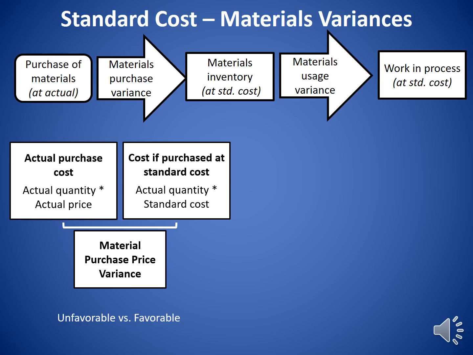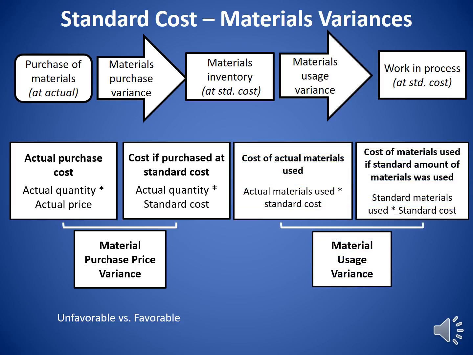Now let's go a little bit further in terms of creating or calculating a materials usage variance. The materials usage variance is the cost of the actual materials that we used, but we price them at standard cost. So it's actual materials used times standard cost. And the reason we use standard cost is, remember, we've extracted the actual cost as part of our materials price variance, so we have to use standard cost.